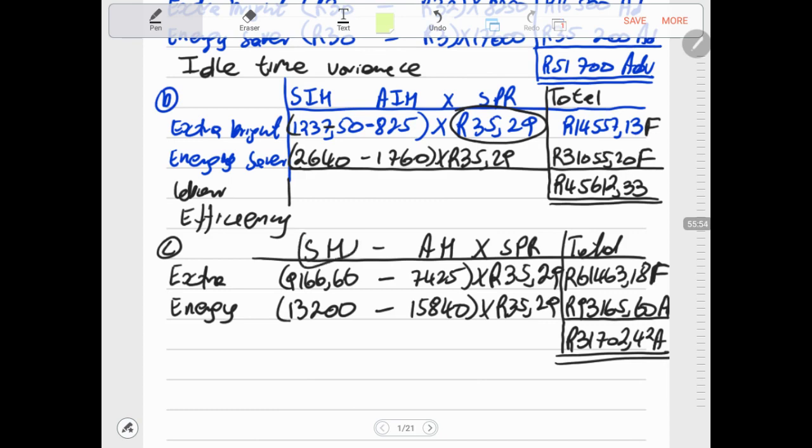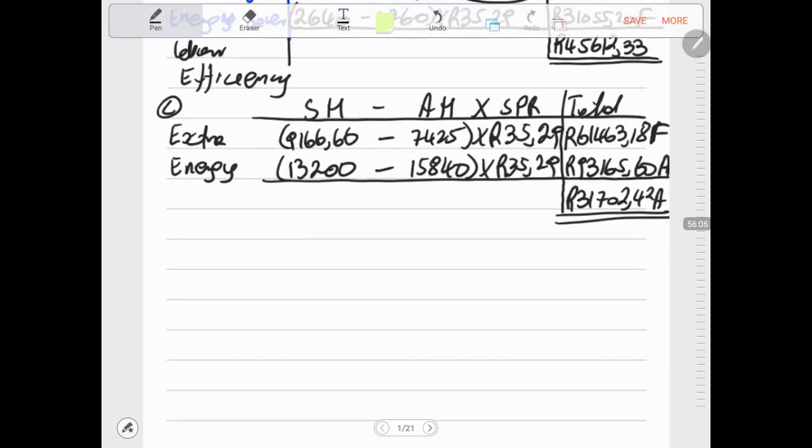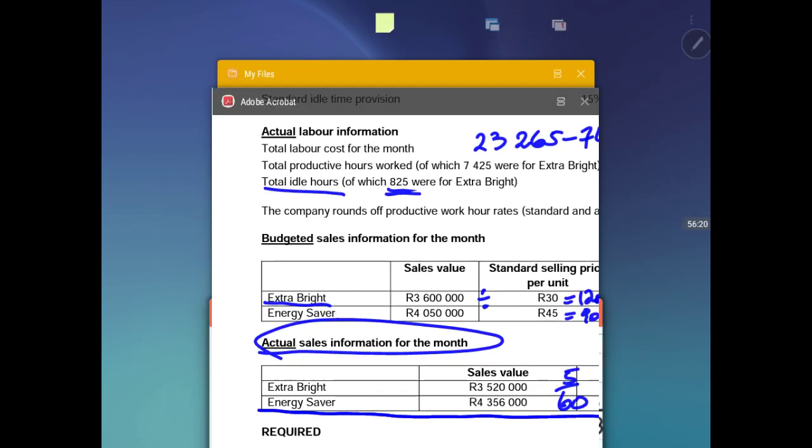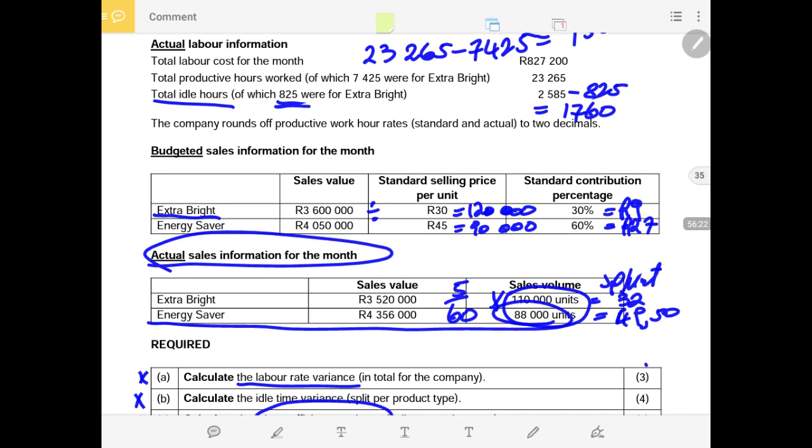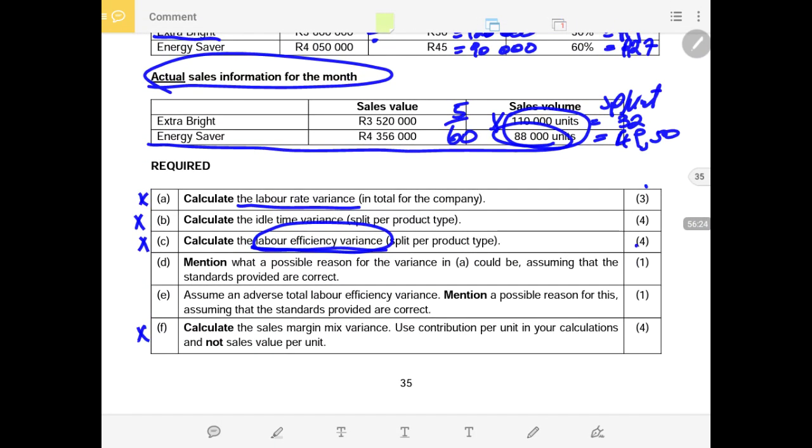Standard hours minus actual hours times the standard productive rate. Very easy variance once again to grab marks from. Now that will be the second variance. Then we go now to bypass the theory part of the questions. Let us check what the theory part of the question is. I'll just brief you on that. It's not a major thing to write.